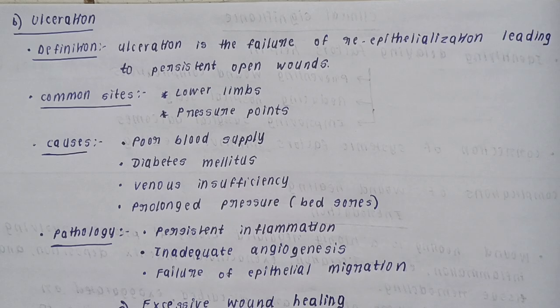So common sites where it occurs are lower limbs and pressure points. Causes are poor blood supply, diabetes mellitus, venous insufficiency, and prolonged pressure such as bed sores. Bed sores, if you see some old persons who are persistently lying in the bed, who are bedridden, in their body, if you observe the back after a few weeks or some 20-25 days, there are some sores which have resulted due to prolonged pressure, because they don't move in the bed, and the pressure is applied in some particular points, and that results in the bed sores. So this is also one cause. The pathology is persistent inflammation, inadequate angiogenesis, and failure of epithelial migration. So this is the first type.